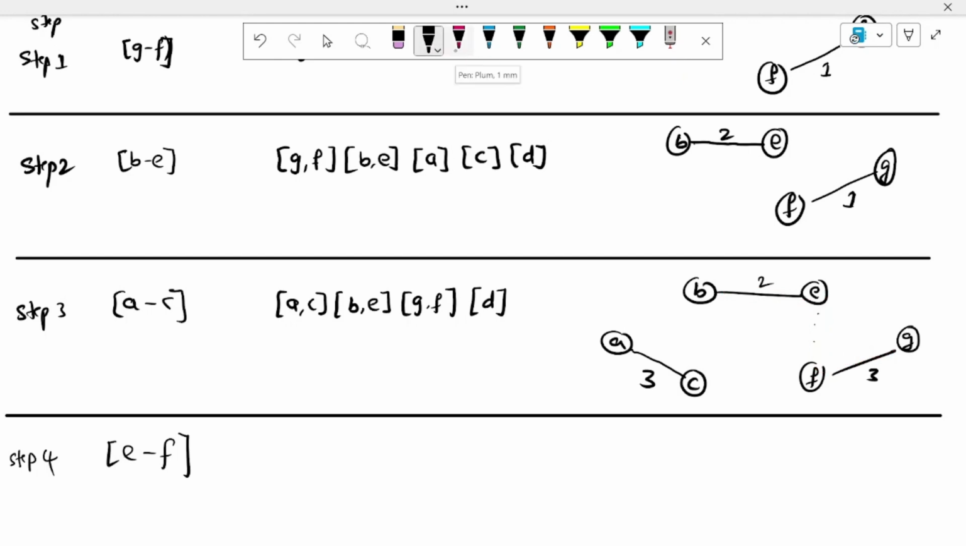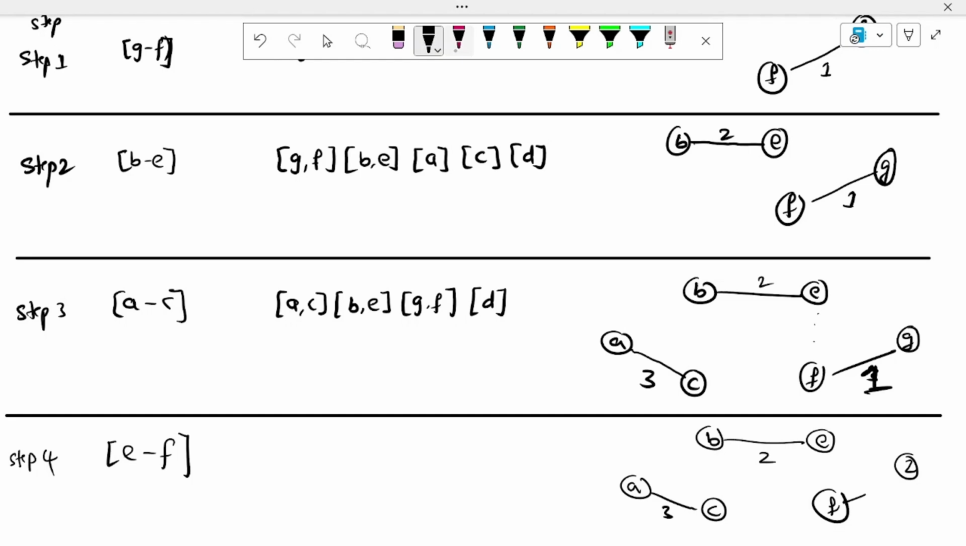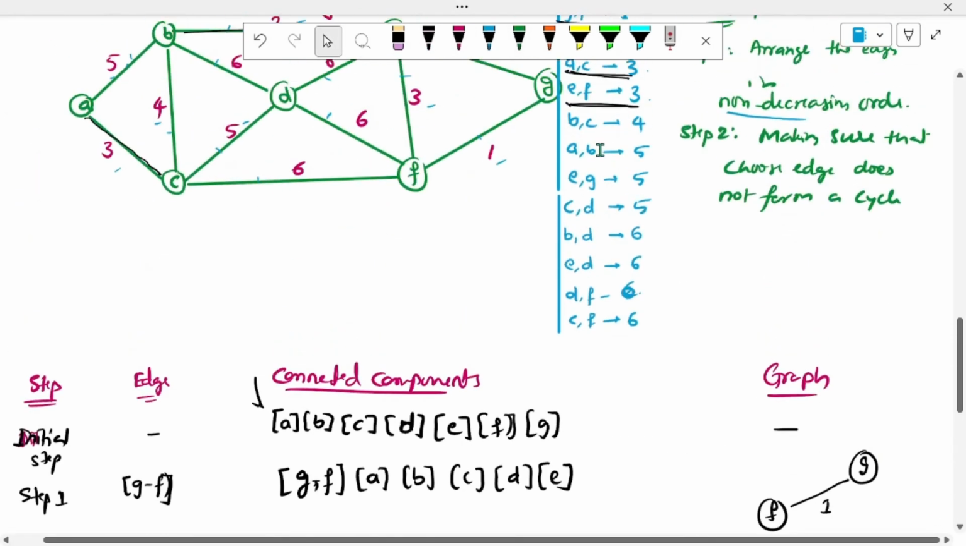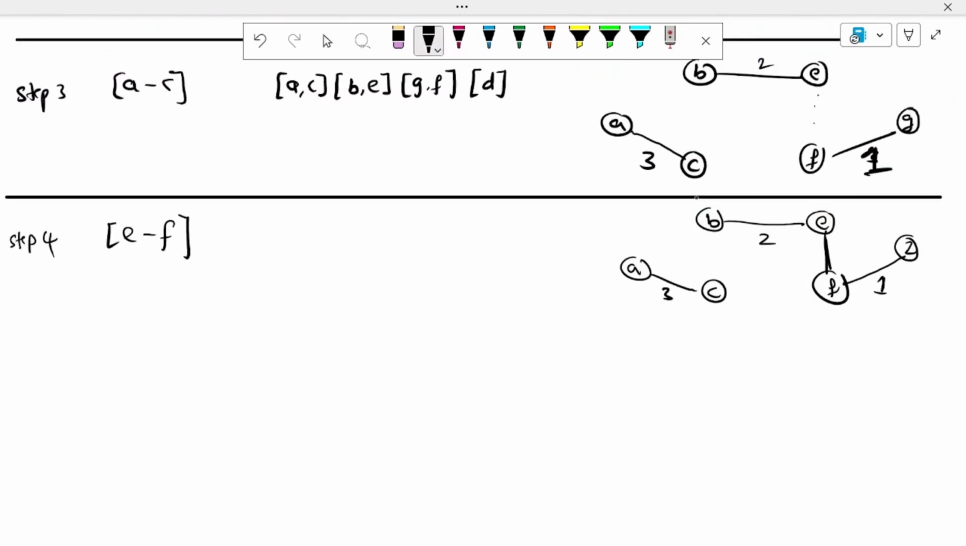Let me draw B to E, A to C. This is 3. This is 2. This is going to be 1 actually. There is a mistake. This is 1. This is 1 again, and this is EF. What is the value of EF? It is 3 again. So it is 3.